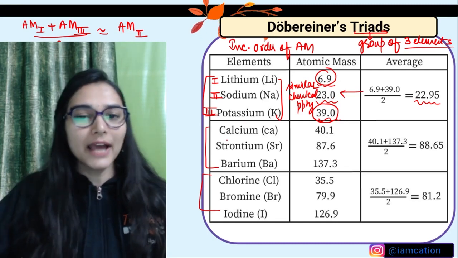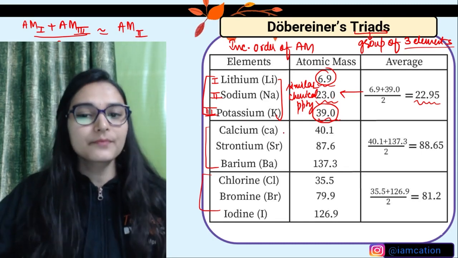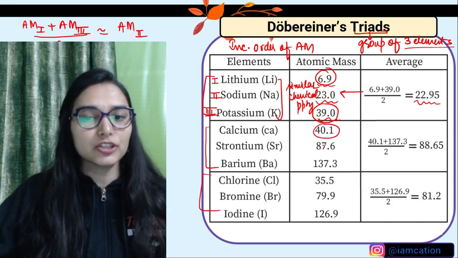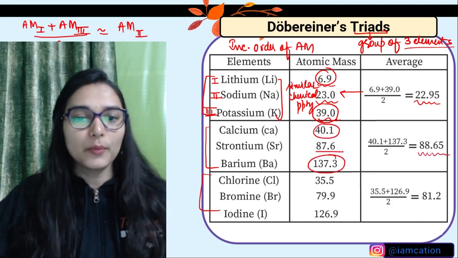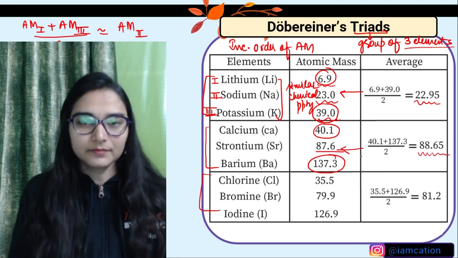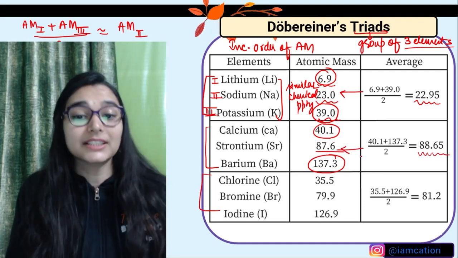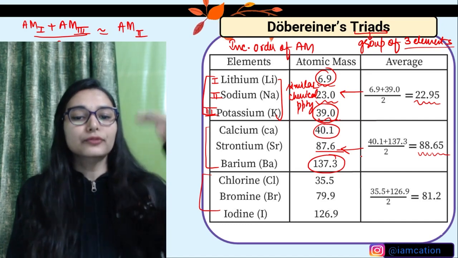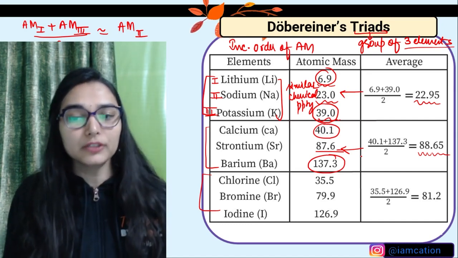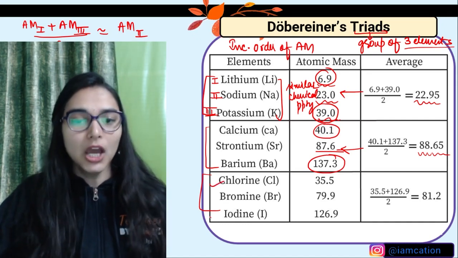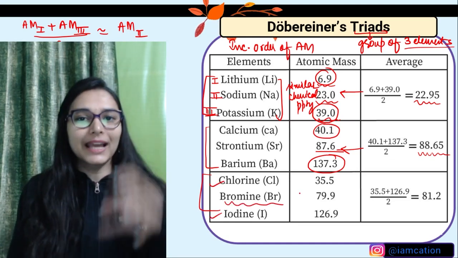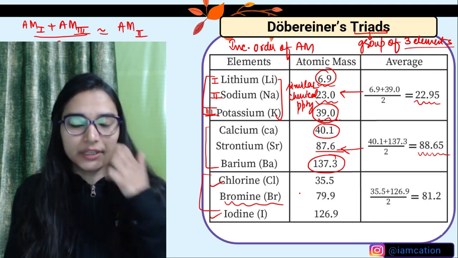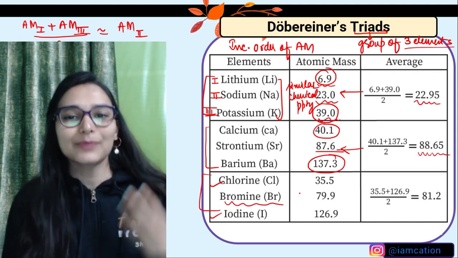Similarly, the second triad was calcium, strontium, barium. Here also you take the average of the atomic masses of the first and third element, roughly equal to the atomic mass of the second element. So in exams sometimes such questions are asked: if the first and third elements of a Dobereiner triad are chlorine and iodine, what is the second element? Bromine. And the elements which fall in the same triad would have similar chemical properties.